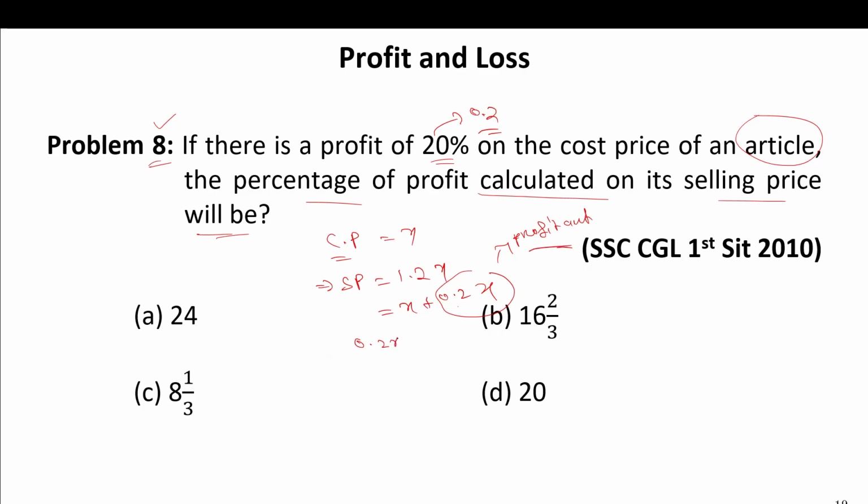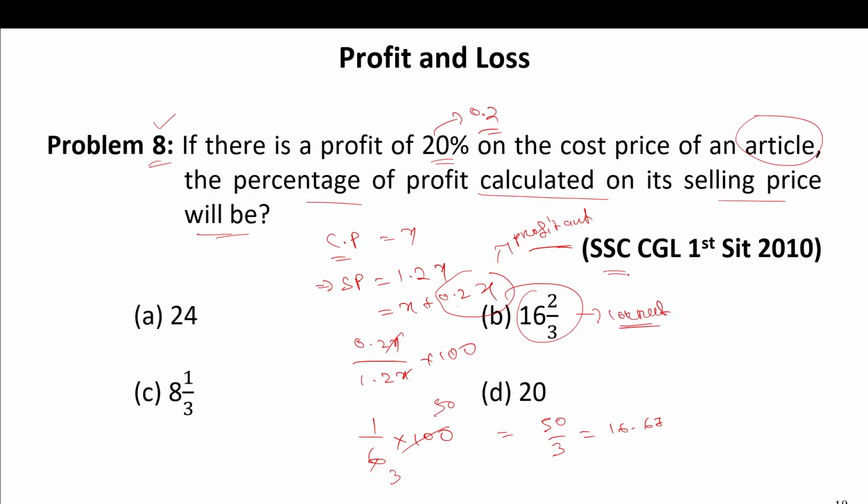So 0.2x, and we consider this SP as CP, right? So 0.2x by 1.2x into 100. So this will give us 1 by 6 into 100. So it will be 50 by 3, right? So this is equal to 50 by 3, which is equal to 16.67 as I guess. Okay, so it will be 16 whole and 2 by 3. So this is the correct answer here.